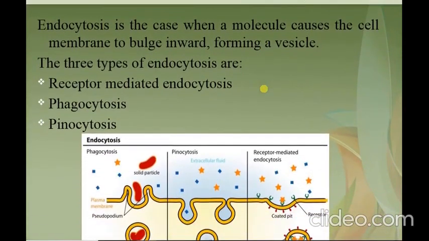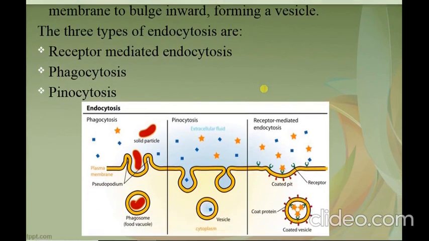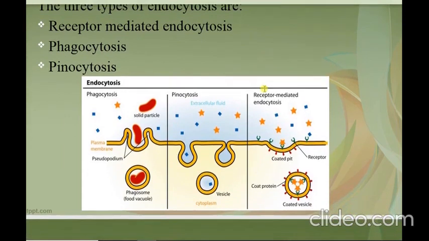Now, how does endocytosis work? Endocytosis is the case when a molecule causes the cell membrane to bulge inward, forming a vesicle. There are three types of endocytosis. First is receptor-mediated endocytosis, then phagocytosis, and pinocytosis. As we can see, these three processes.